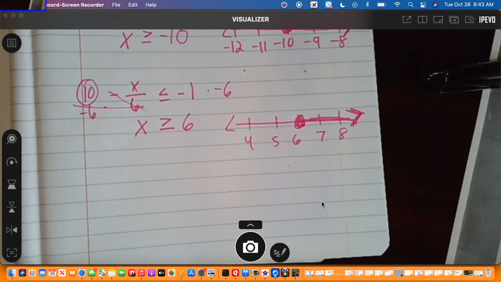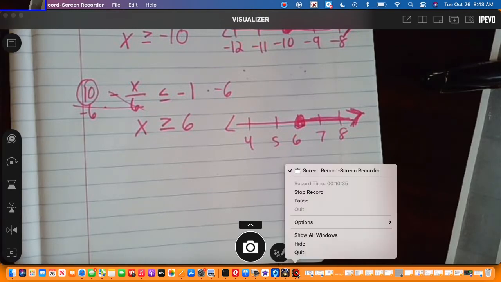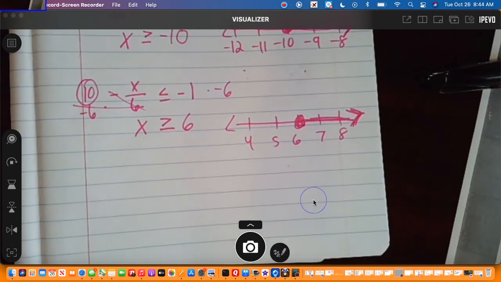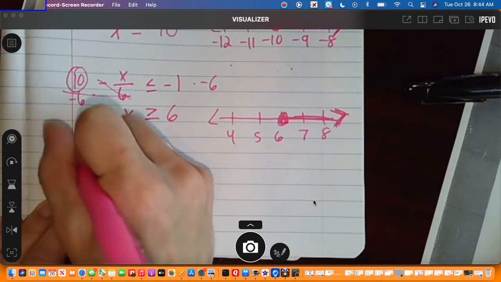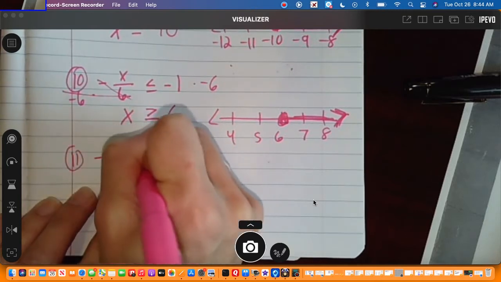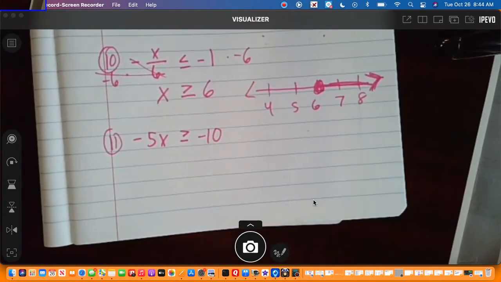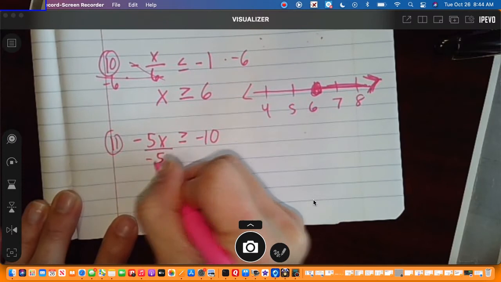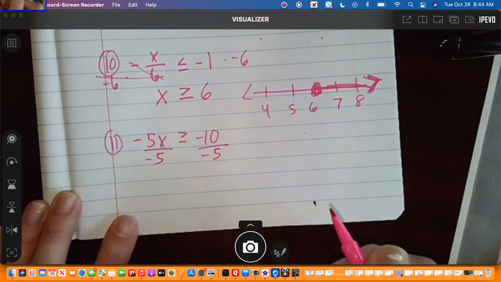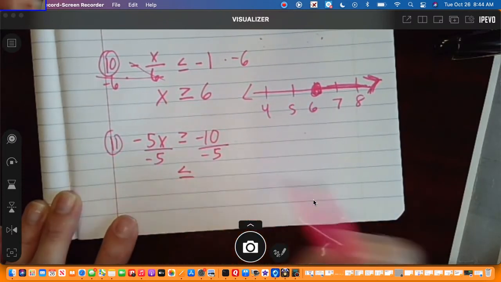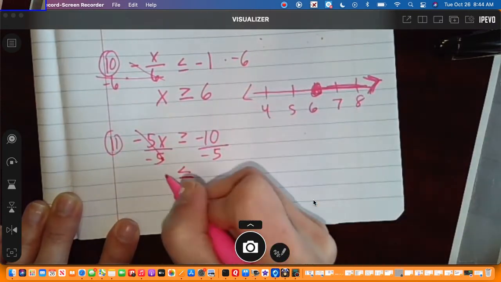I said any. Did you divide by any negative? 11, it's very similar. Negative 5x is greater than or equal to negative 10. Okay, y'all listen. So on this one, what do I do? Divide by a negative 5. And what happens when you divide by a negative 5? You flip the sign.